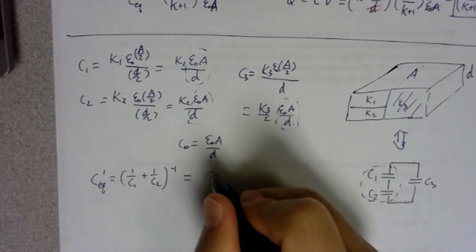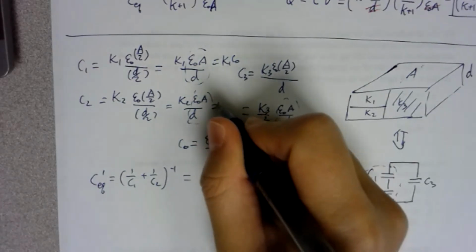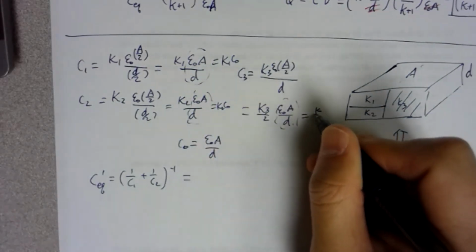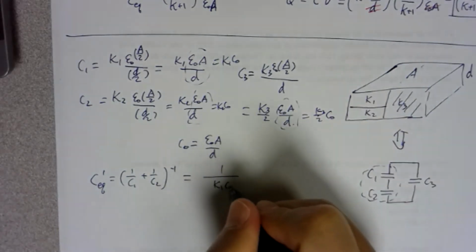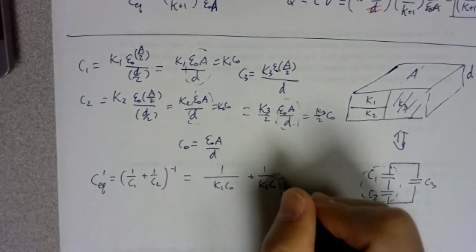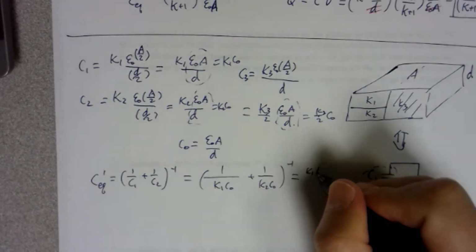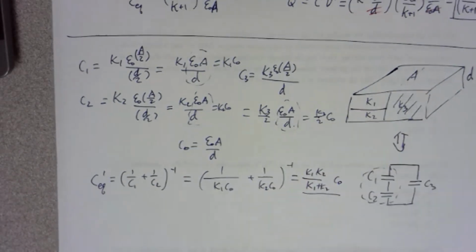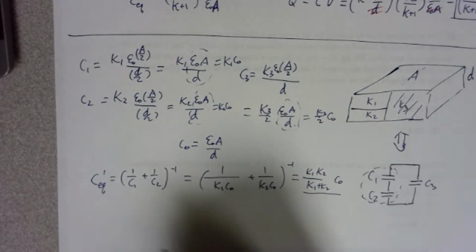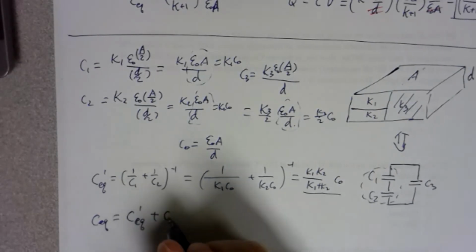So it'll be 1 over kappa 1 C naught, and kappa 2 C naught. This guy would be half of kappa 3 C naught. So 1 over kappa 1 C naught plus 1 over kappa 2 C naught, and then inverse. Okay. So this will give you kappa 1 times kappa 2 over kappa 1 plus kappa 2 times C naught. And this guy is in parallel, so the final C equivalent should be just C equivalent prime plus C3.